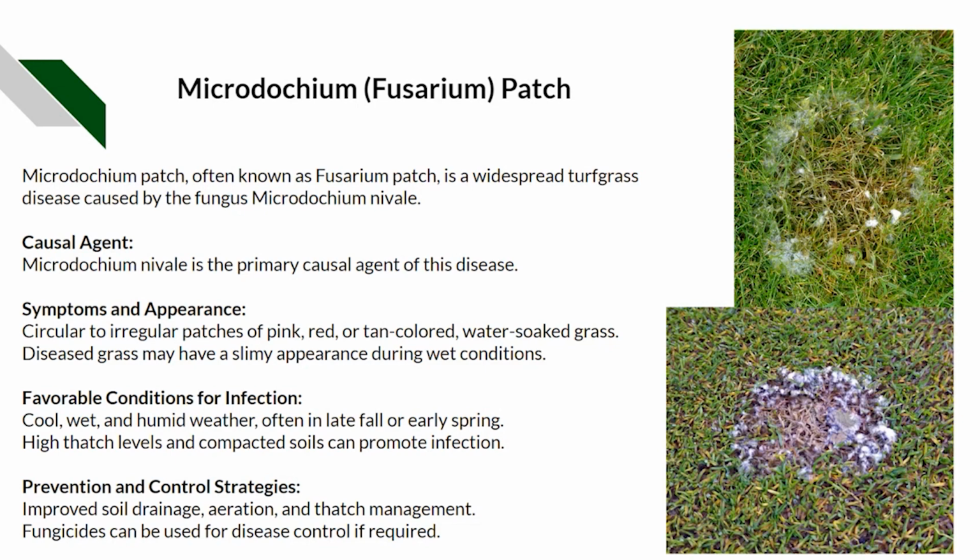Microdochium, often known as Fusarium patch, is a widespread turfgrass disease caused by the fungus Microdochium nivale. Symptoms and appearance: they can be circular to irregular patches of pink, red, or tan colored water-soaked grass. Diseased grass may have a slimy appearance during wet conditions. Favorable conditions for the infection are cold, wet, humid weather, often in late fall or early spring.